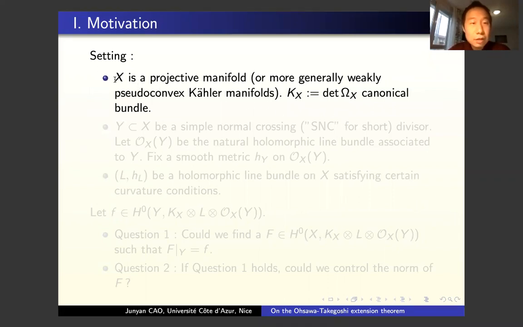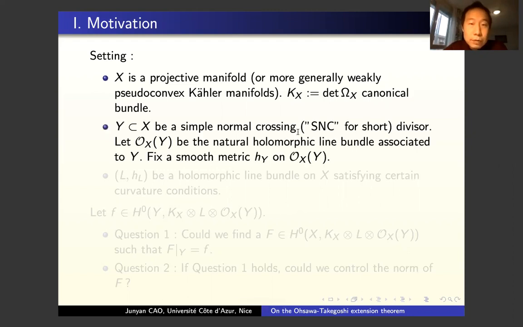In our talk, we always suppose that X is a projective manifold. In fact, most of our results can be proved in the case where X is only weakly pseudo-convex. But for simplicity, in our talk, I always assume that X is projective. And now let K_X be the determinant of the holomorphic cotangent bundle, so it's the canonical bundle of X.